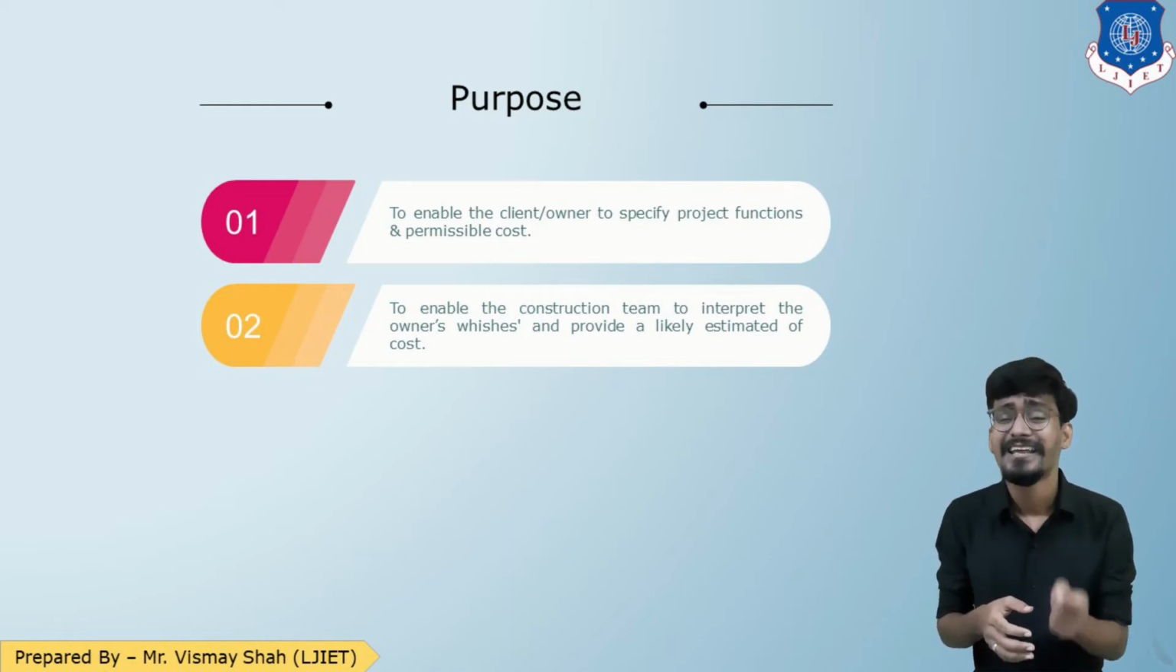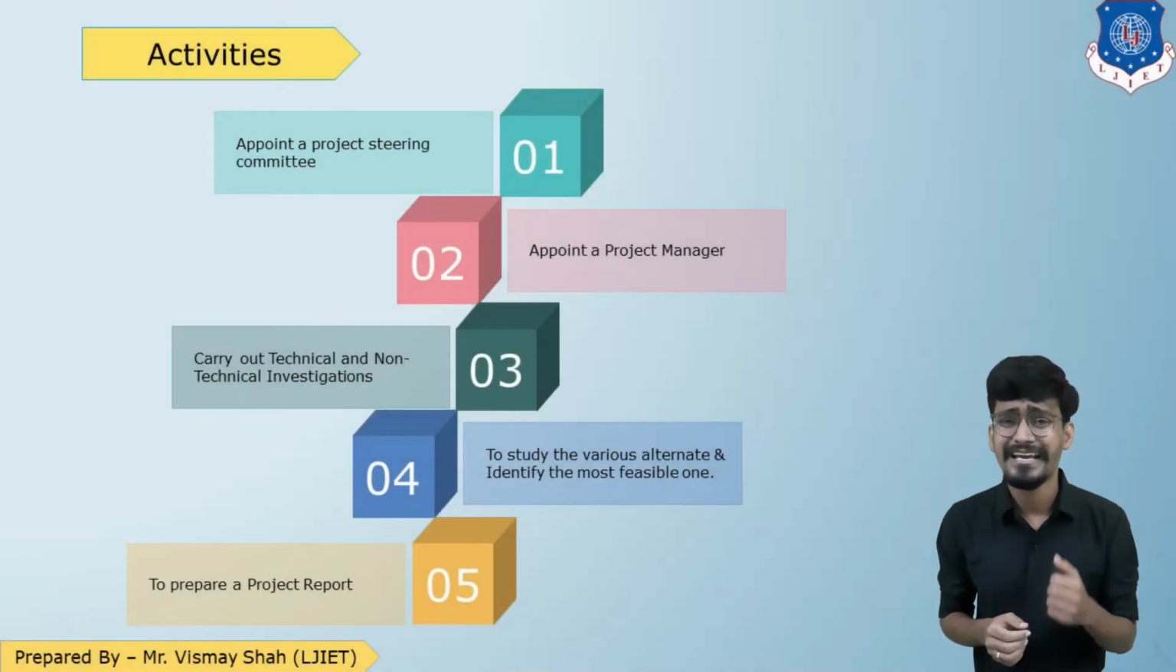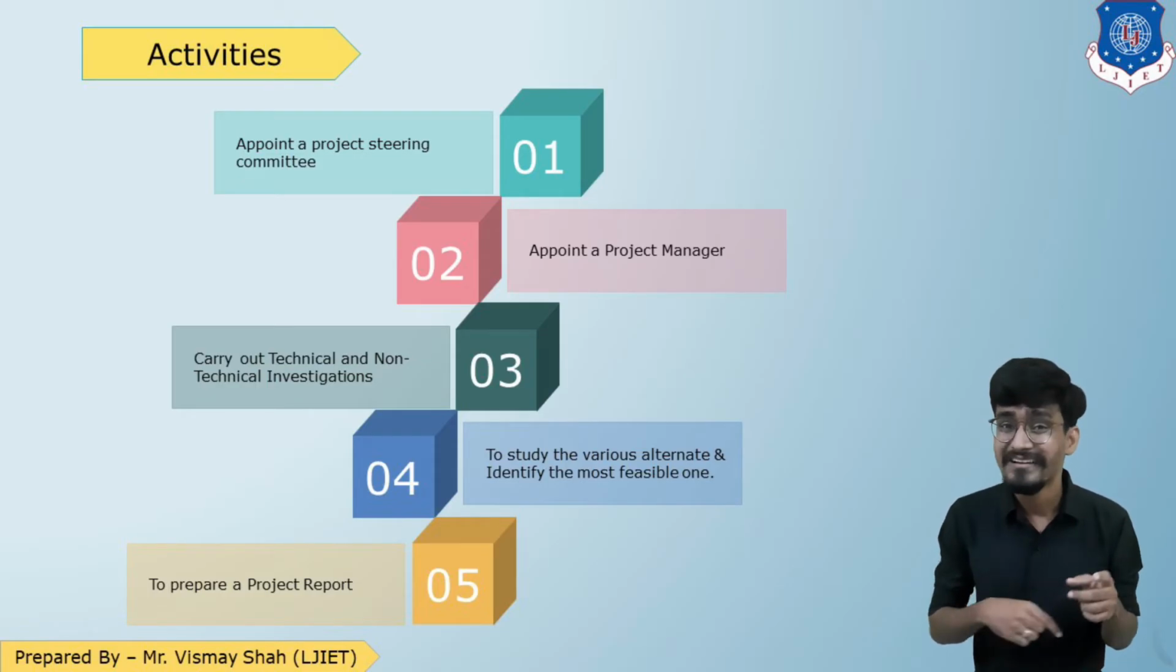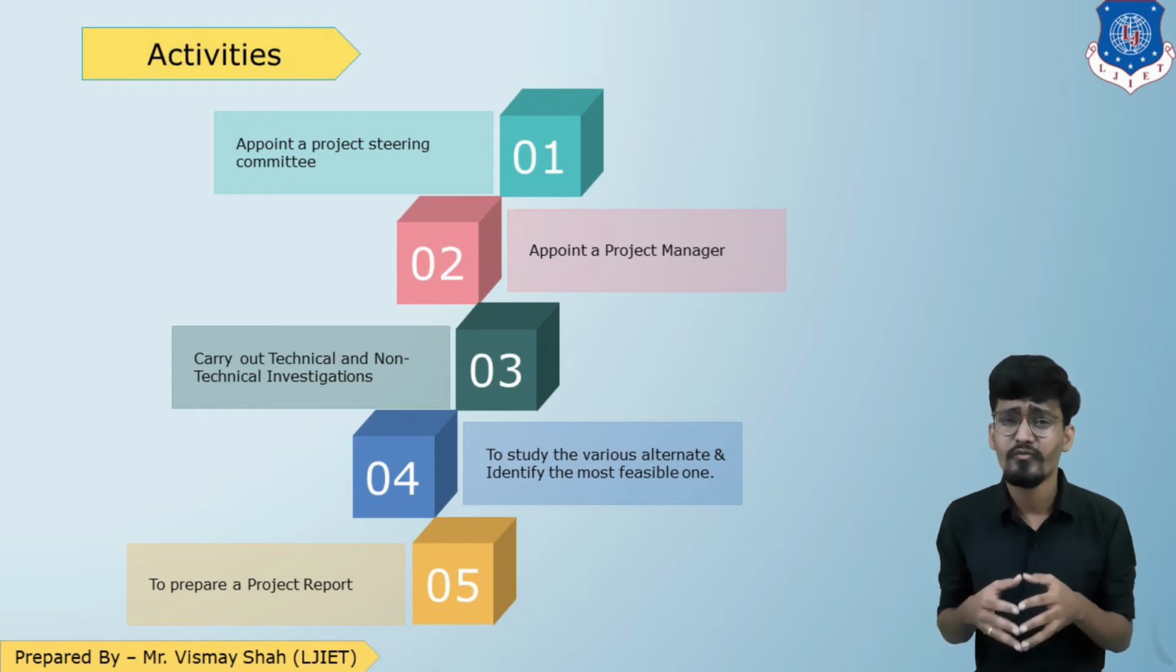Now let us see the activities which are done in the briefing stage. So the first activity is to appoint a project steering committee. That means a committee of the people who will guide the project. Generally, these are the architects, owner and the consultants. The next is to appoint the project manager, who will be responsible for the execution of the work as well as the coordination between the various agencies while undertaking the work.